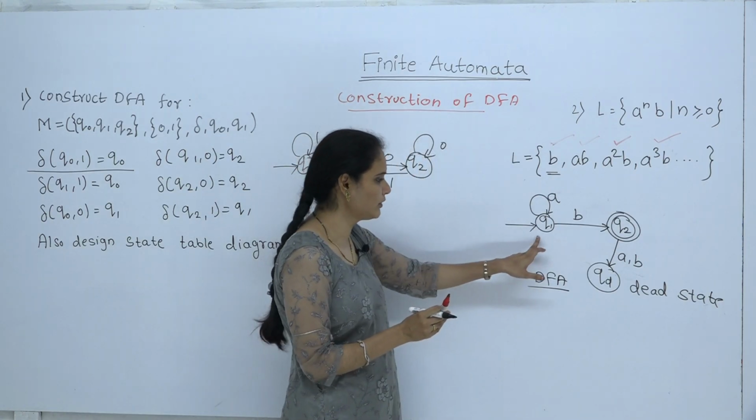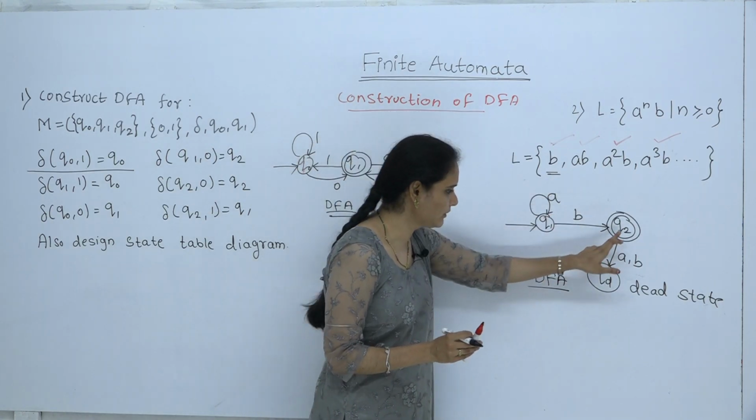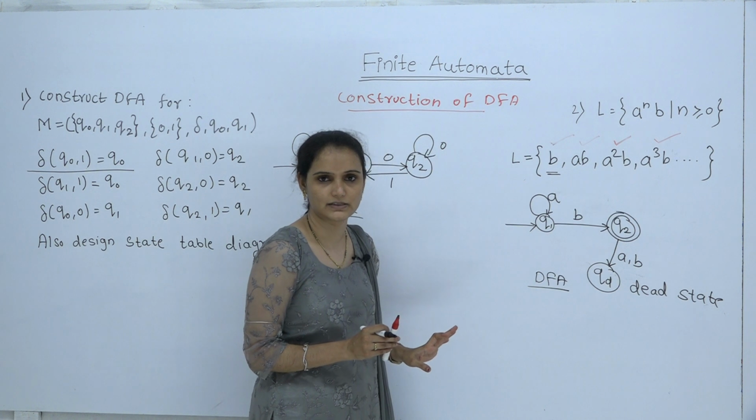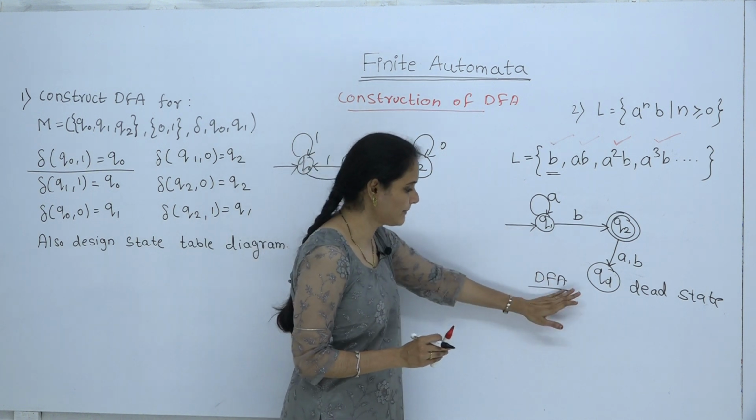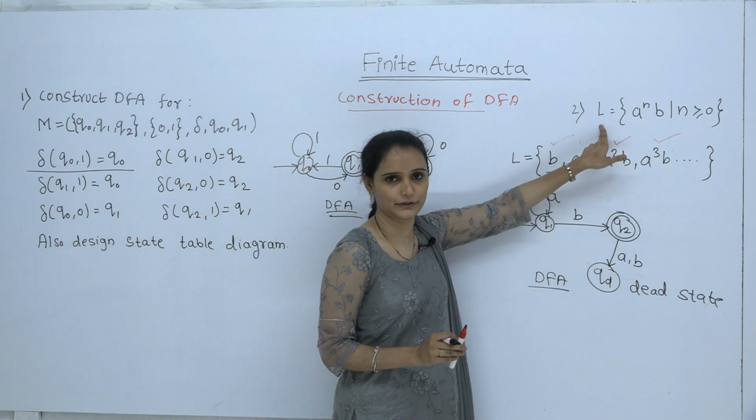Why? Because from Q1 a and b go, and from Q2 a and b go to another state. It is the deterministic finite automata for that particular language.